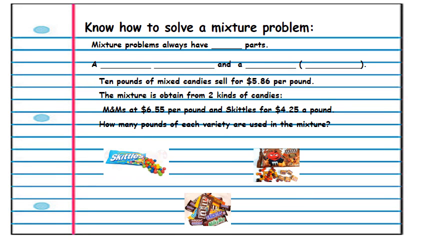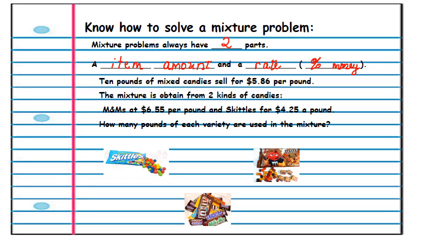Also know how to solve a mixture problem. Mixture problems always have two parts to them. It has an item amount, like pounds or something like that, and then it has some sort of rate amount, a percent amount, and money qualifies as some sort of percent.